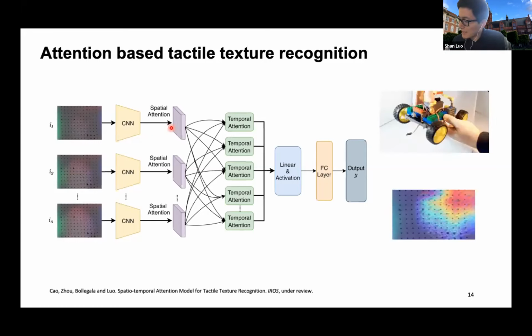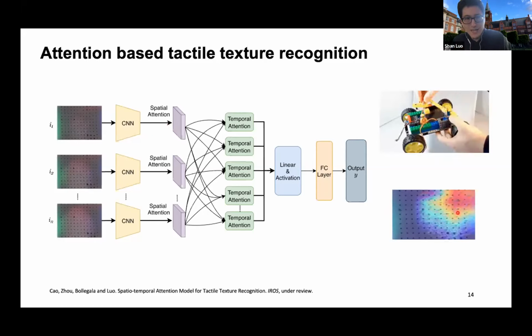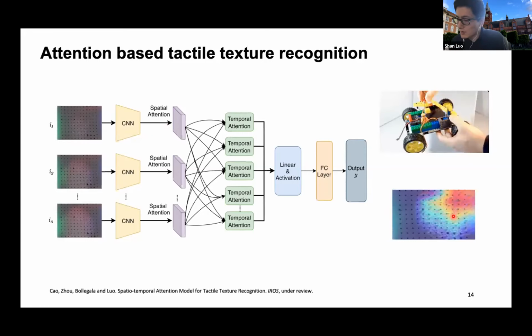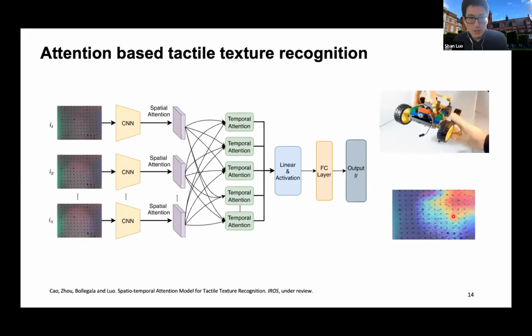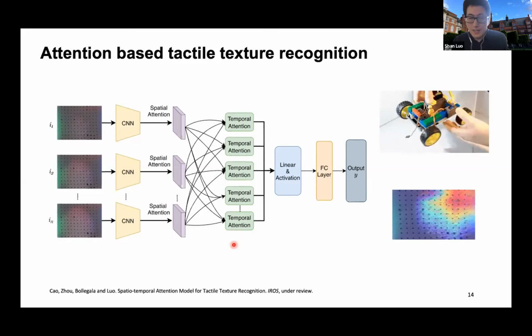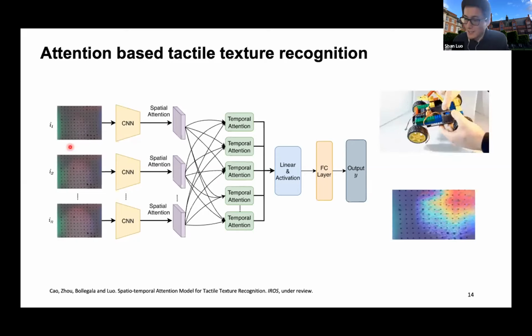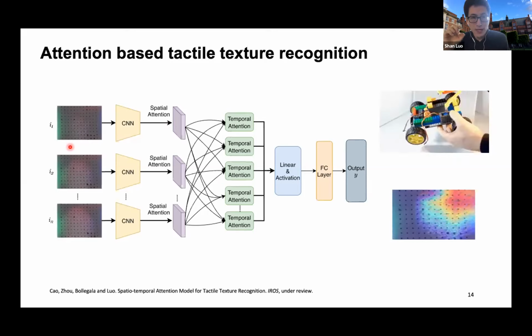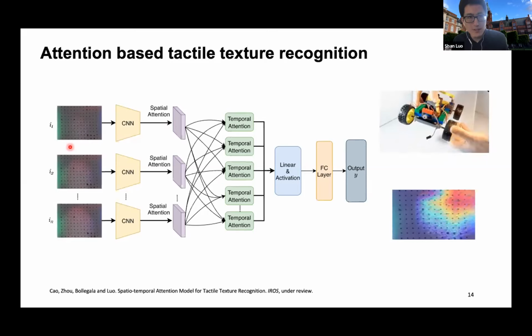So here is an example. We pay more attention to this part because this part is in contact with objects, and also it has more obvious textures. After having the spatial attention, we can also have temporal attention to compare these features from different tactile images in one sequence. Then we can pay more attention to one frame of this sequence, and then we can predict the texture label of the fabric.